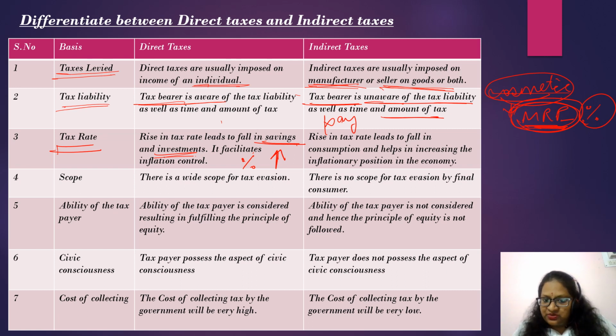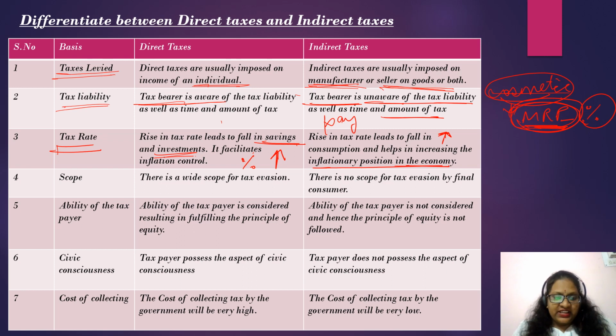But when it comes to indirect taxes, rise in tax rate leads to fall in consumption and helps in controlling the inflationary position in the economy. Now here, the more consumption is made, the more tax is levied, and it helps in the inflationary position in the economy. It's completely opposite when it comes to the indirect tax.